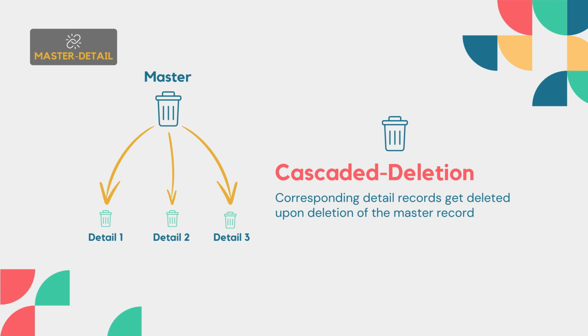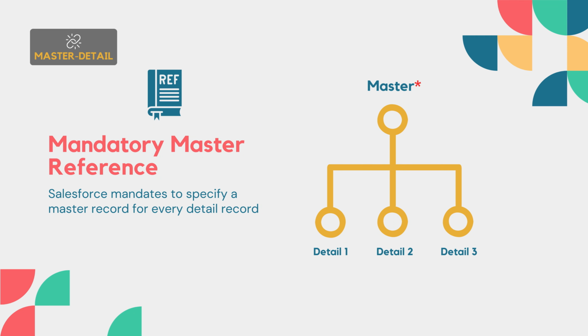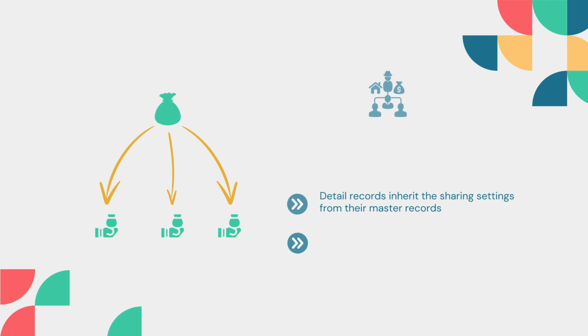Cascaded deletion. Master-detail relationship enforces cascaded deletion behavior, which means that the corresponding detail records get deleted automatically whenever their master record gets deleted. Mandatory master record reference. Salesforce enforces us to specify a master record for every detail record while creating a detail record. Also, we cannot remove this reference once a detail record is created.